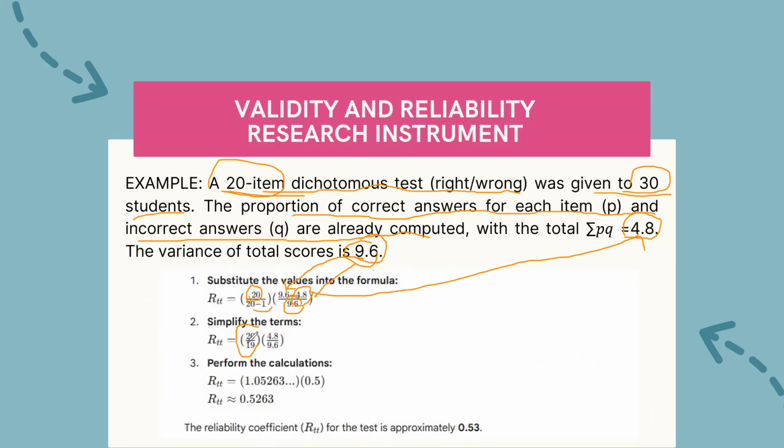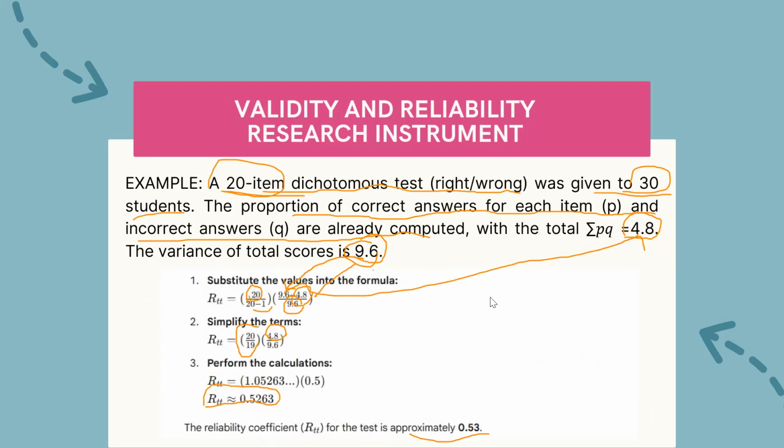20 minus 1, that's 19. 9.6 times 4 minus 4.8, that's 4.8. Then type it in your calculator. Perform calculations, you will get approximately 0.5263.